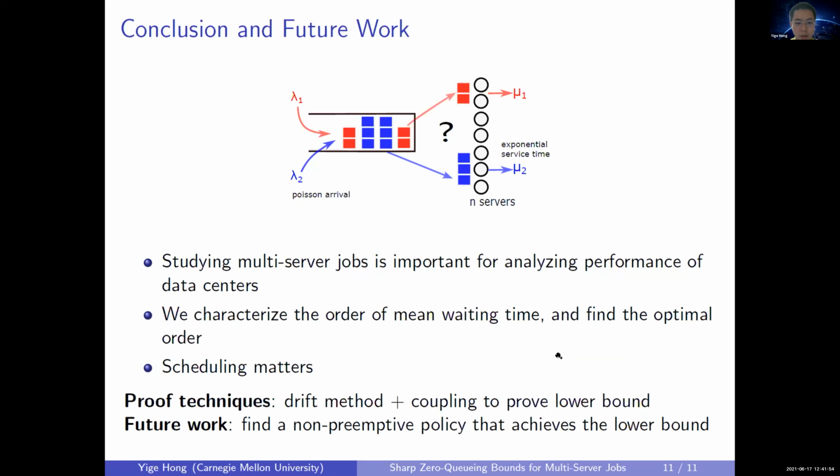A possible future direction might be finding a non-preemptive policy that achieves the same lower bound. As we might notice, the current policy that achieves the lower bound is a preemptive policy, which means it must interrupt jobs during their service. This is not an attractive feature to implement. So it will be interesting if we can find a non-preemptive policy that performs similarly but does not require preemption. So this finishes my talk. Thank you.